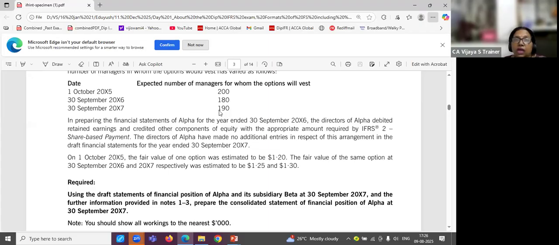The latest exam questions are not difficult, but they're time consuming. They give you adjustments which are time consuming. So unless you have good practice, you won't be able to complete this question on time. That is the complexity in this question.